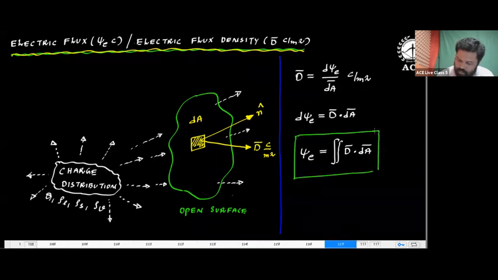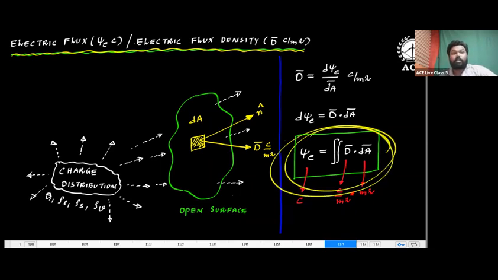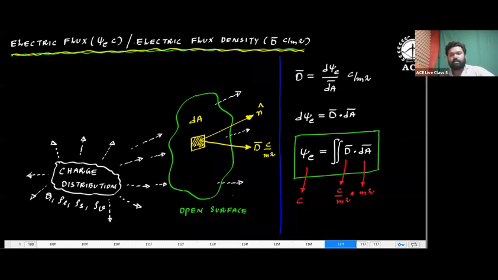Now I'll ask a very fundamental question. Before that, always convince yourself with the help of units. What are the units for D? Coulomb per meter square, multiplied with meter square. Here is a coulomb. Now I'll ask a very basic question. Is this the total flux which is crossing the surface, or is it only part of the flux? I want answers from your side. Come on, try to answer. It is a part of flux, not total flux.